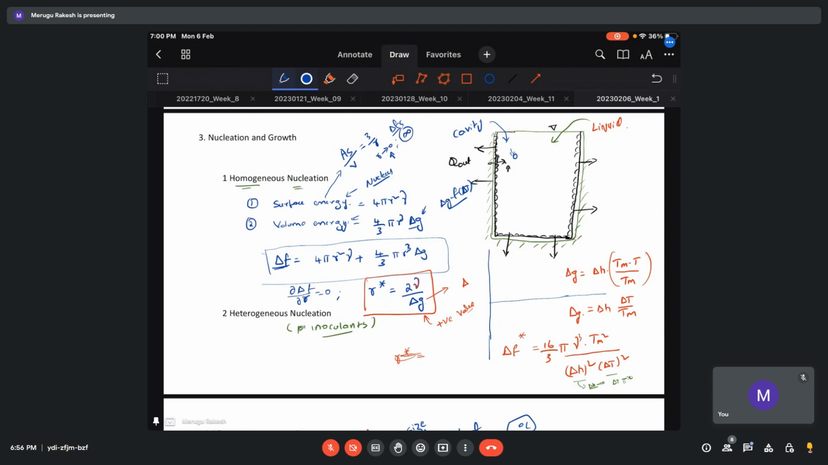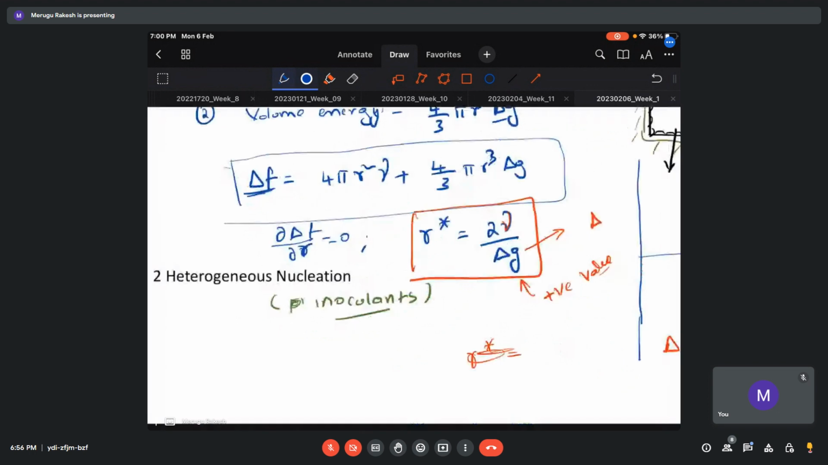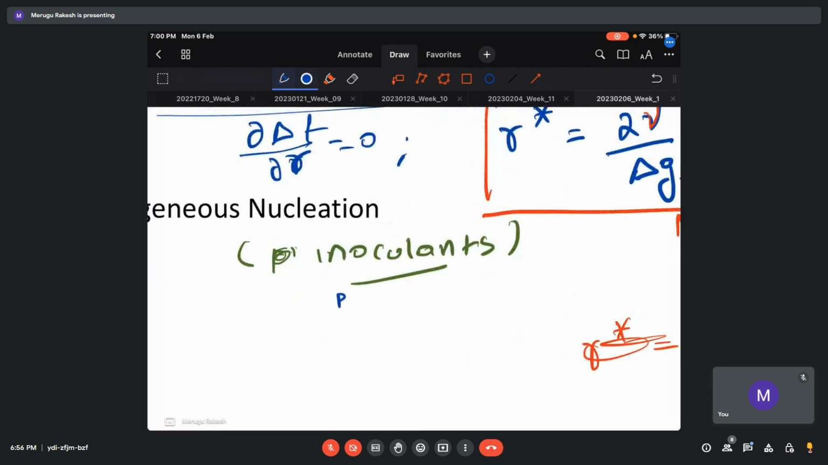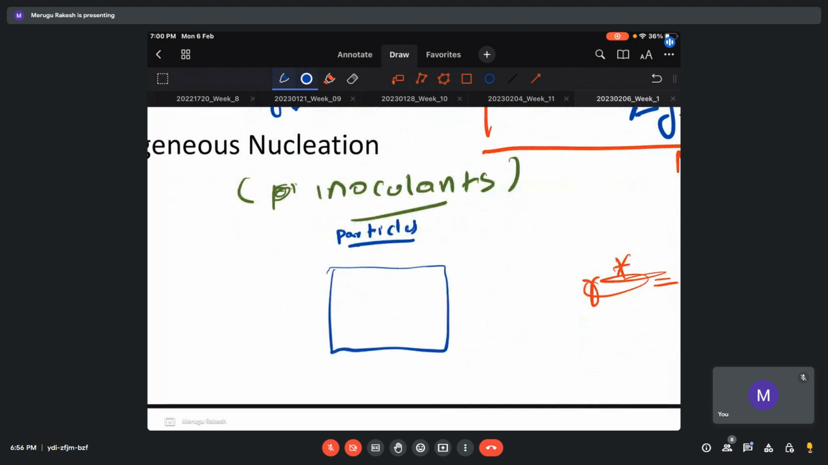Let me quickly explain. The inoculants are particles. What exactly are they doing? If you take a small liquid, suppose this is a box with liquid inside, and I have a particle here. If a nucleus has to form, there is already a surface available, so I can just start here and evolve. I need very little energy to form this embryo because I don't have to form a complete sphere. Instead, I can just form a half sphere, so the formation of the new nucleus is easier. This is the particle and this is the nucleus.